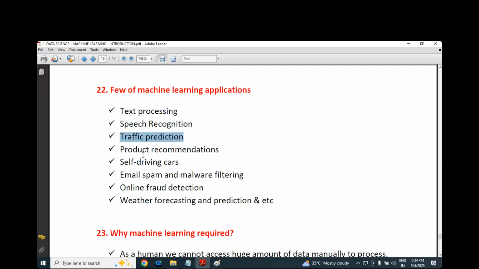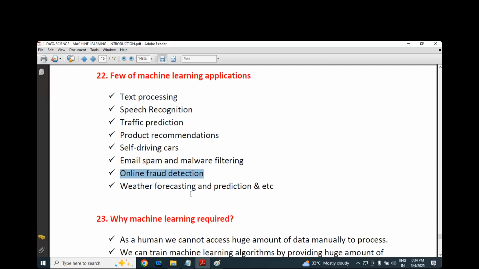Product recommendation. Self-driving cars. Email spam or ham. Online fraud detection. Now let me tell you. Read everyone this one. What is it? Online fraud detection actually. So traffic prediction, yeah. The Ola app will trigger the Google Map API. You also can trigger actually.